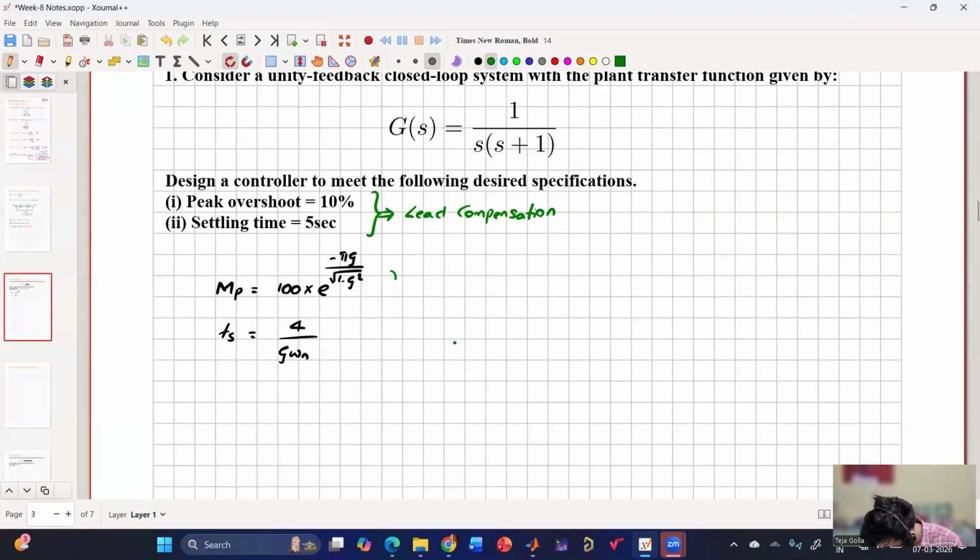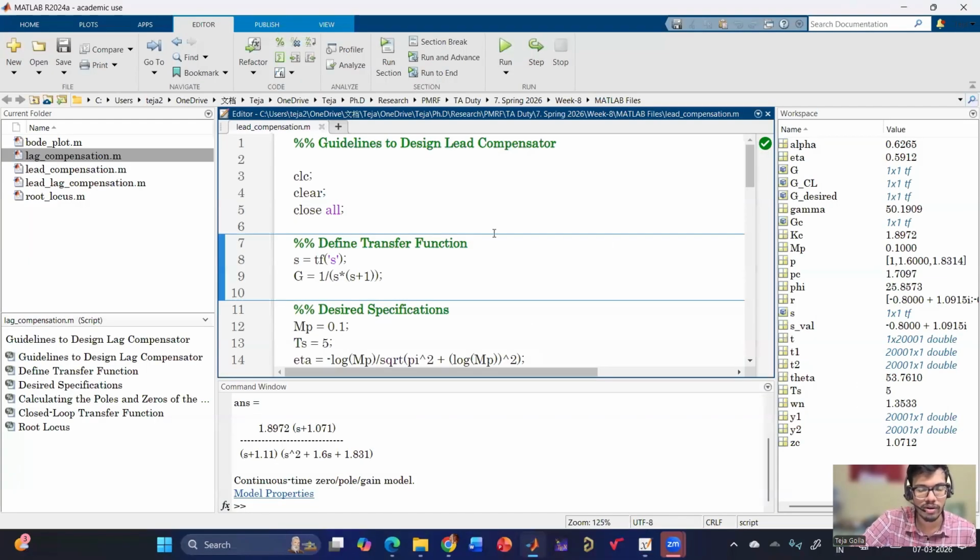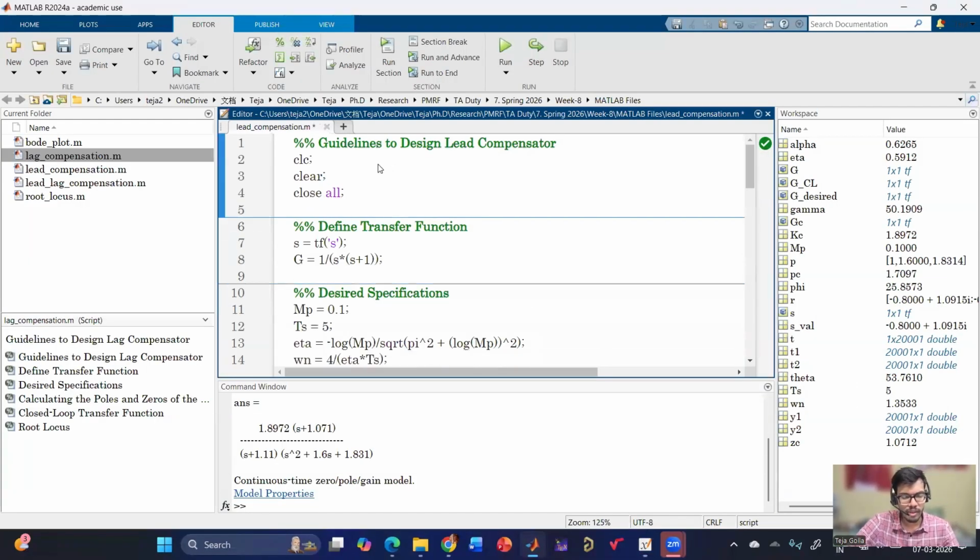So how do we calculate? The closed loop poles can be obtained as minus zeta omega n plus or minus j omega n into square root of 1 minus zeta square. From the given Mp and Ts, we have to calculate zeta as well as omega n. But I have written a MATLAB code, so just to save time, I'll explain what I have written. First, clc, clear and close will clear the command window and the workspace, and close any other plots. Then I define the transfer function: s is the transfer function variable, and G is 1 by s into (s plus 1), whatever we have been given.